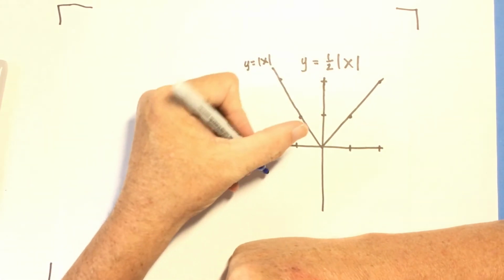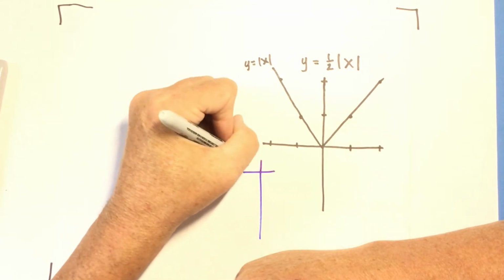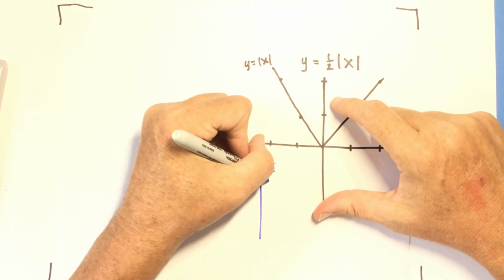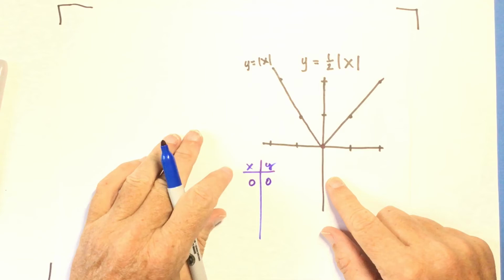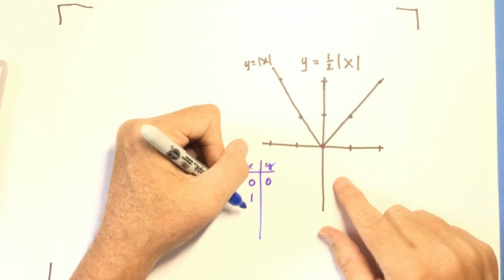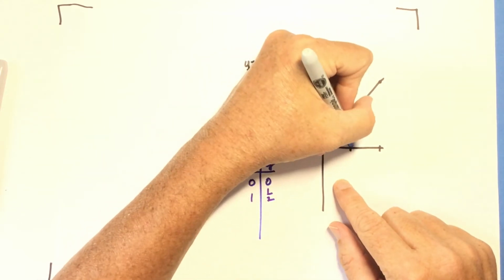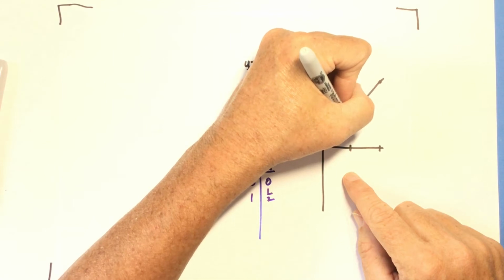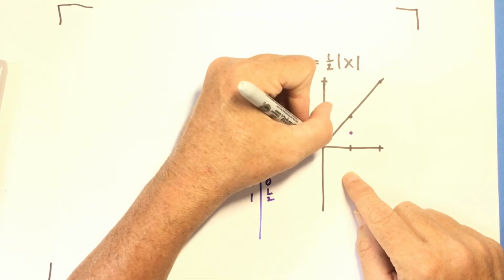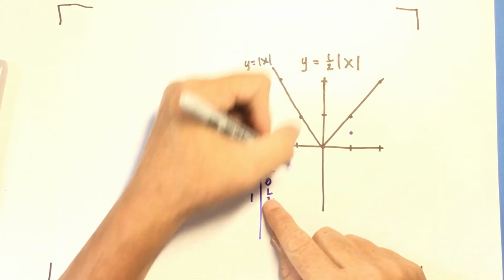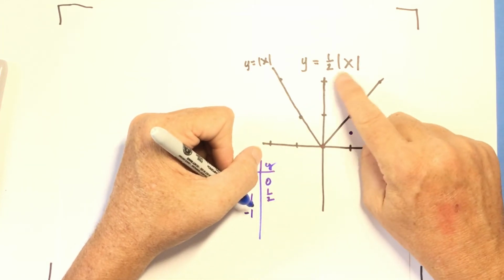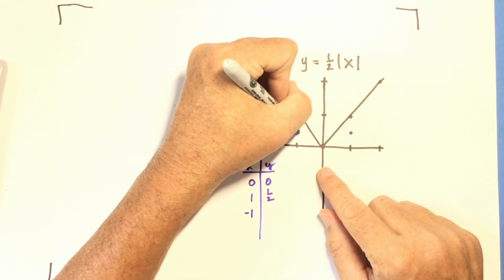So let's look at some values here. When x is 0, well, 0 times 1/2 is still 0, y is still 0. We're still right there. But now when x is 1, the absolute value of 1 is 1. 1/2 times 1 is 1/2. That means this point that was there is now there. And if x is minus 1, the absolute value of minus 1 is 1. 1/2 times 1 is 1/2. That is right there.